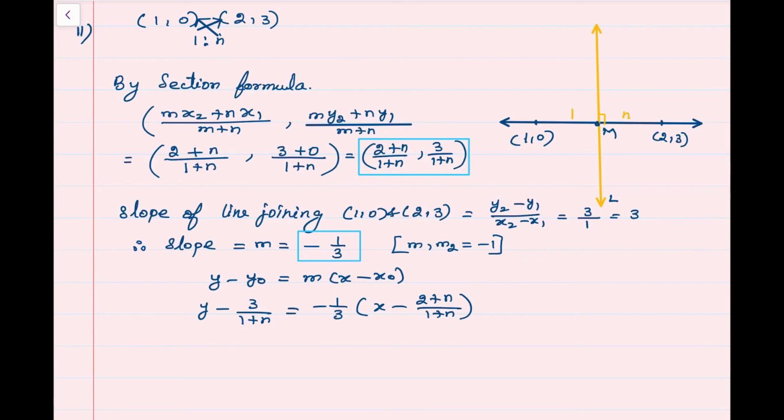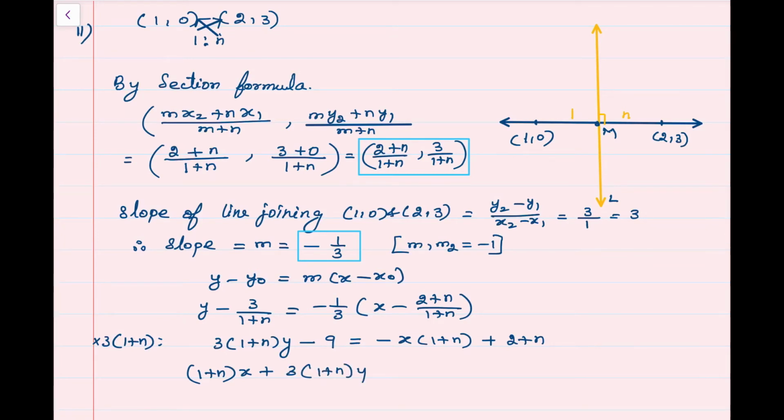We will multiply throughout by 3 times (1 plus n). Therefore, we get 3 times (1 plus n)y minus 9 is equal to minus x times (1 plus n). 3 gets cancelled, 1 plus n also gets cancelled, minus of minus is plus, 2 plus n. Therefore, the equation is, let us write the x term first and then the y term and the constant term, n plus 11.